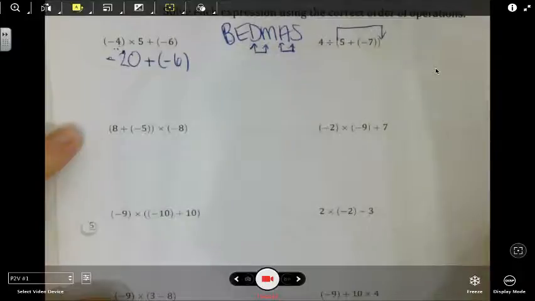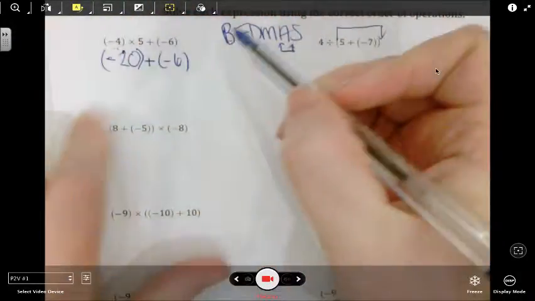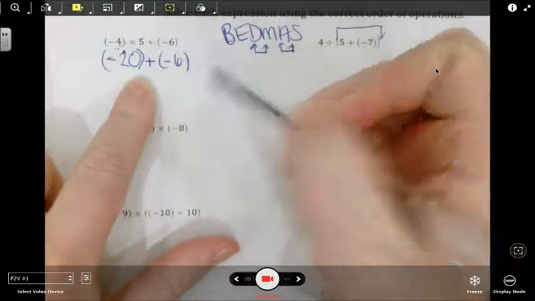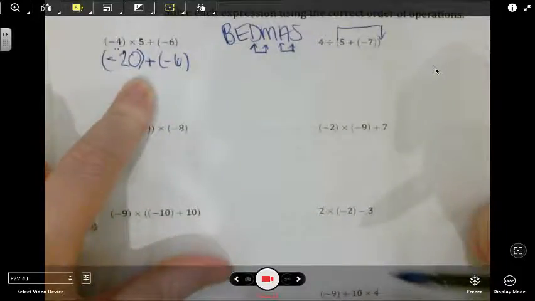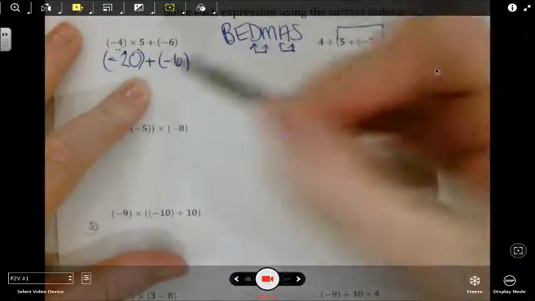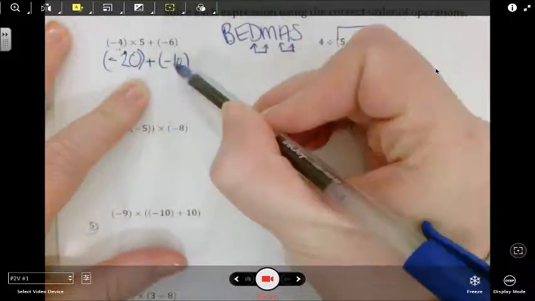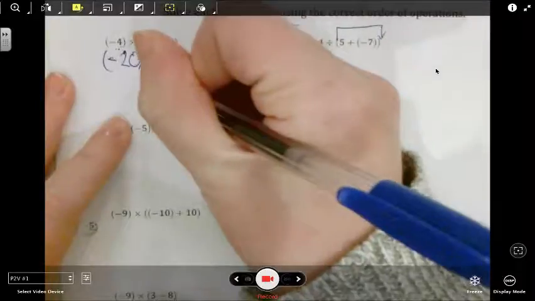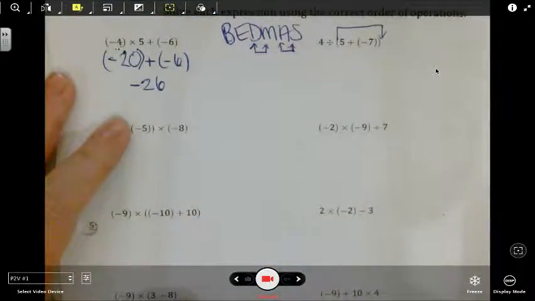If it's easier for you when they're in brackets, then you can write it like this. So I have -20 plus -6. Now I have two numbers left that are the same sign. For your rules for addition and subtraction, if they're the same sign, you just add them up and keep the sign. So 20 plus 6 is 26, and they were negative, so my answer is negative. Okay, so for that one, that's it. We're done.